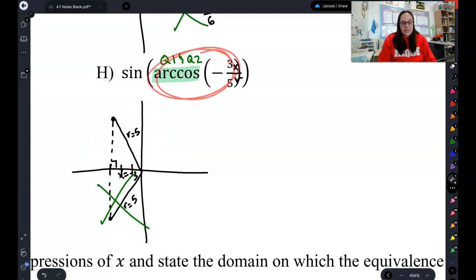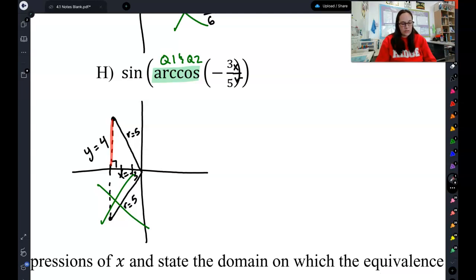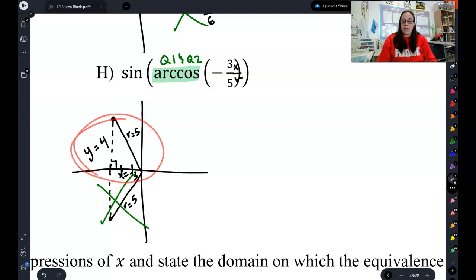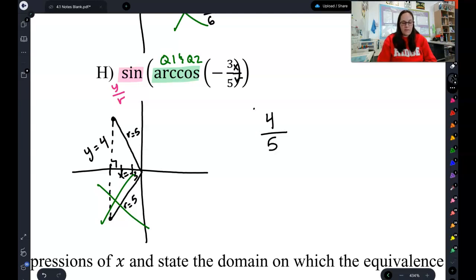So I use the inside to build where this triangle goes. Now I can use Pythagorean theorem to solve for my last side, which is going to be y equals 4. Note that it's a positive 4 because it's in the second quadrant. If we were right here, it would have been a -4. So I've used Pythagorean theorem to completely build out my triangle. Now what I want to do is find sine of that triangle. I know sine is y over r. So I go to my y side is 4. My r side is 5.